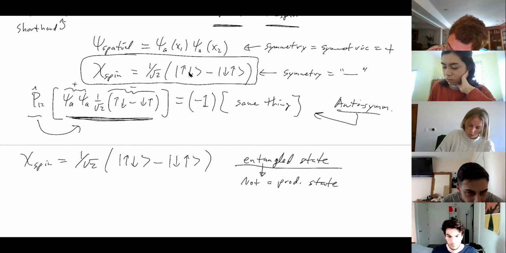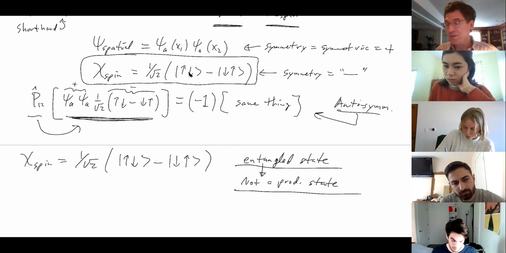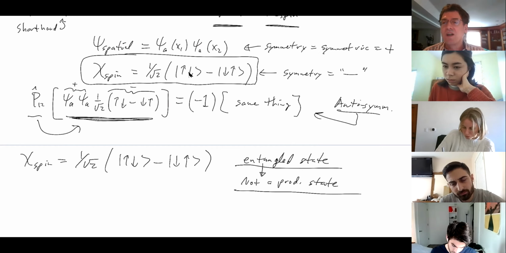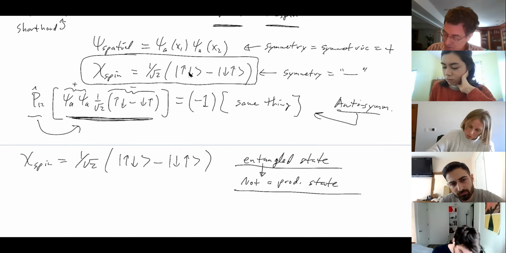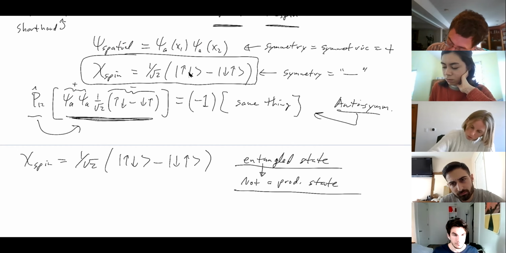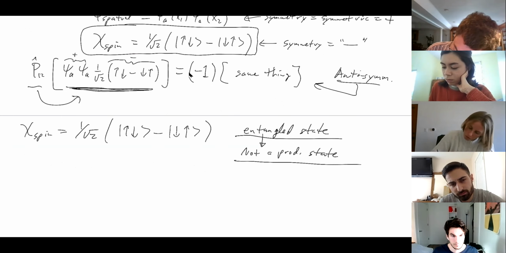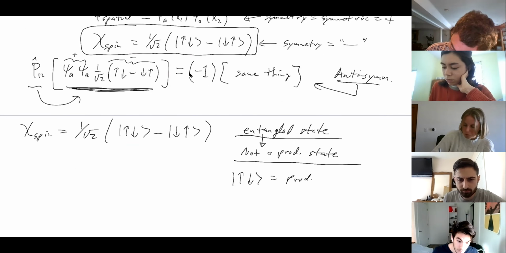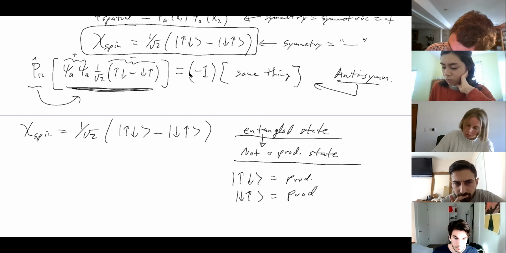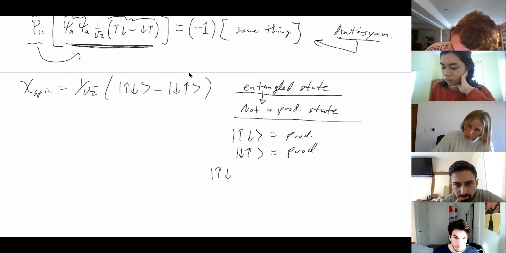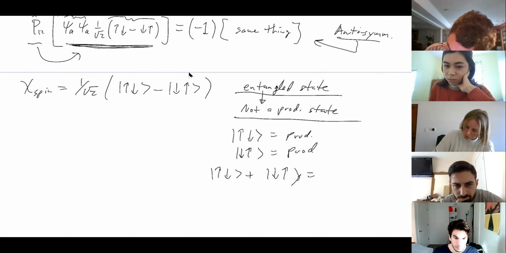That is the formal definition of the word entanglement, which I'm sure you've all heard in one context or another without realizing it's such a trivial thing. So the actual concept of entanglement is trivial. It just means that the state is not a product state, because up, down is a product state, and down, up is a product state. But up, down plus down, up is not a product state.